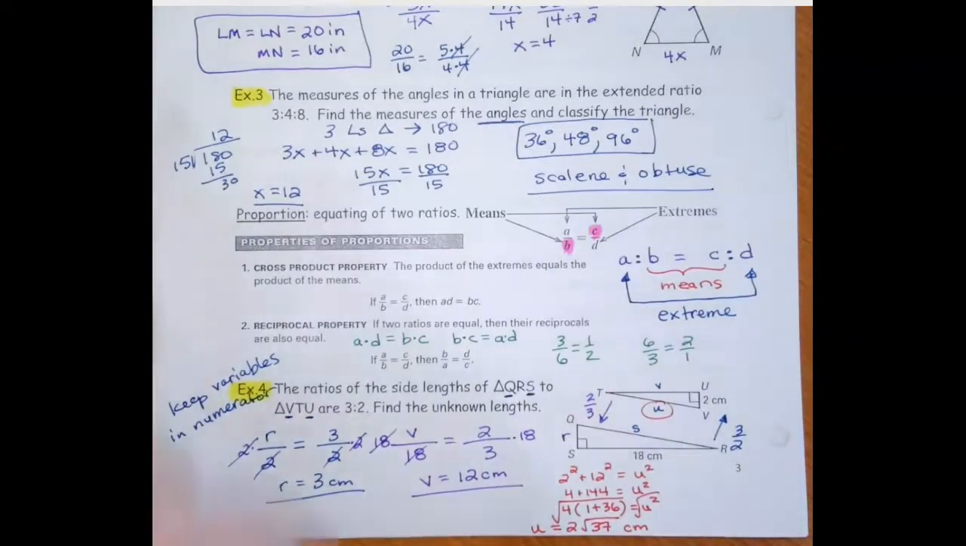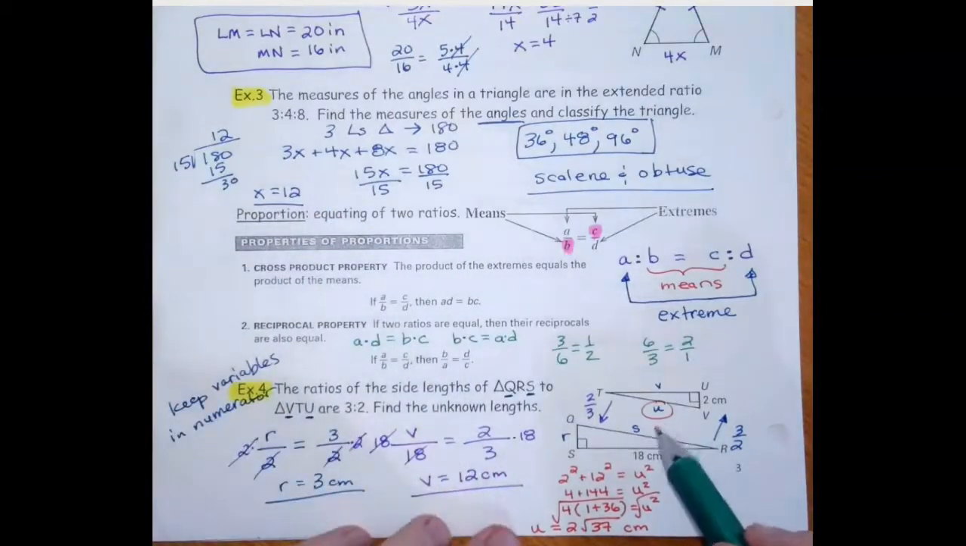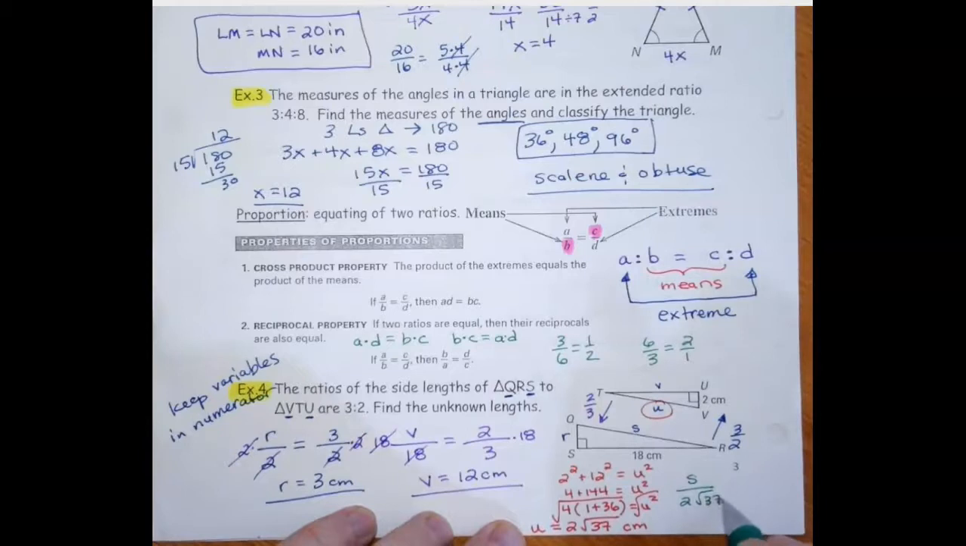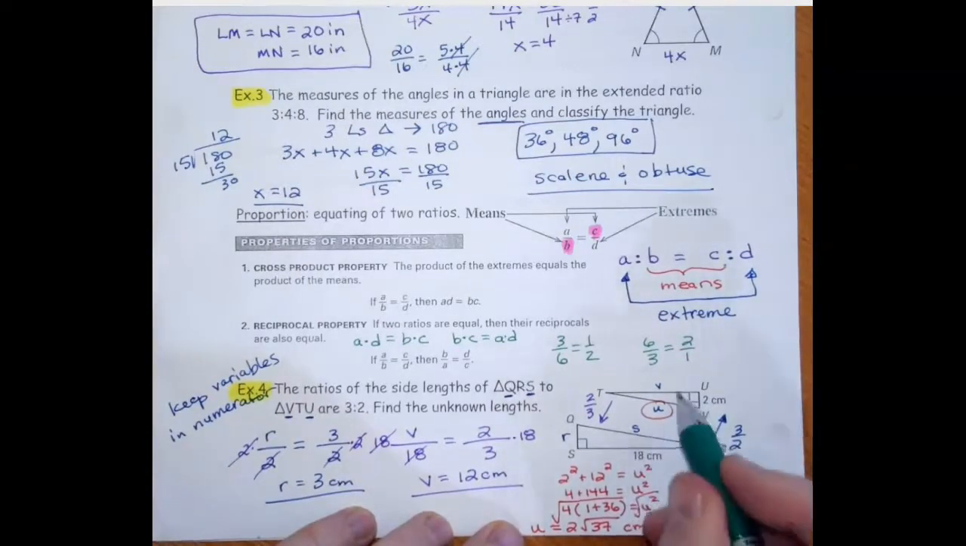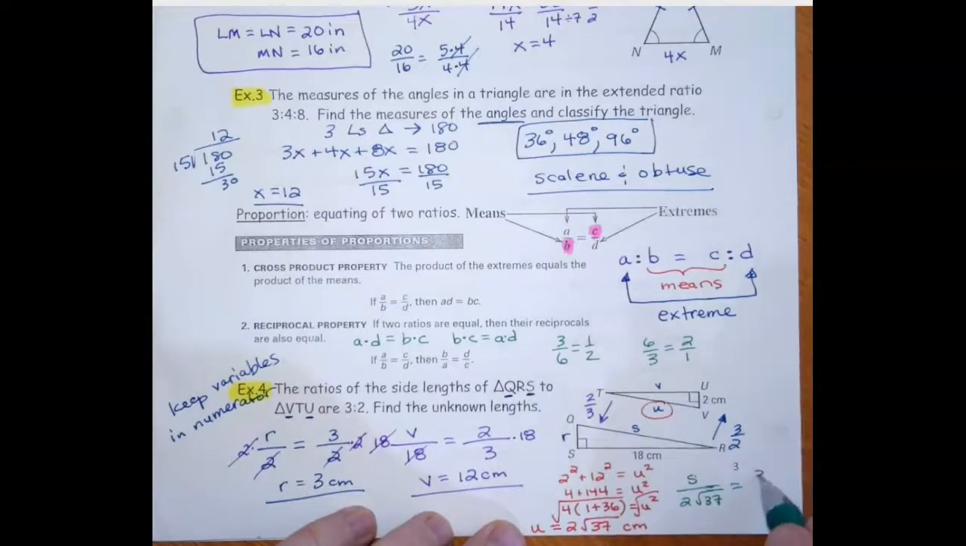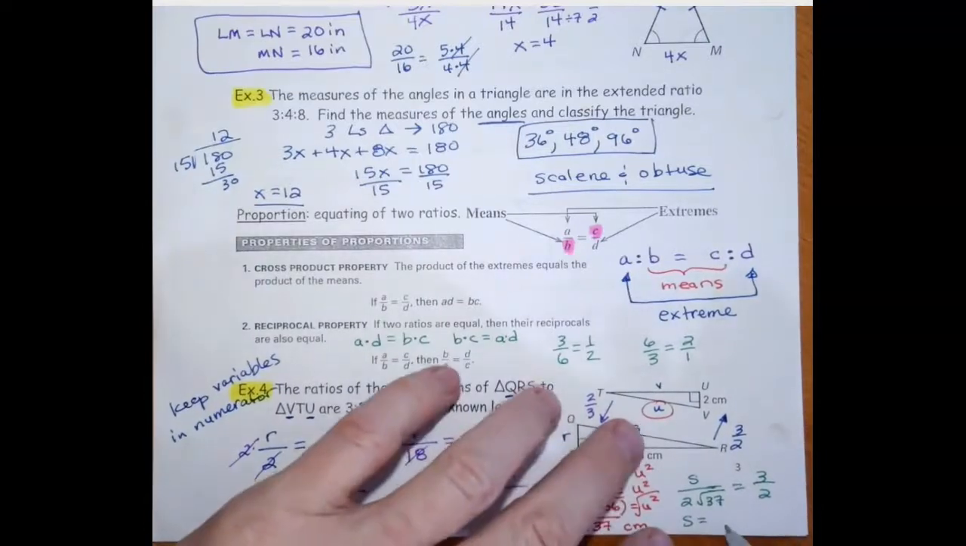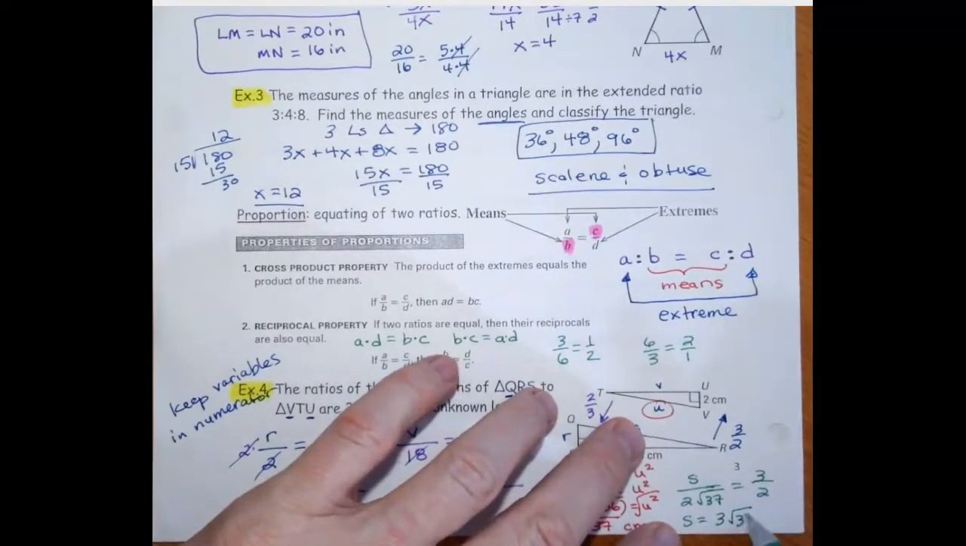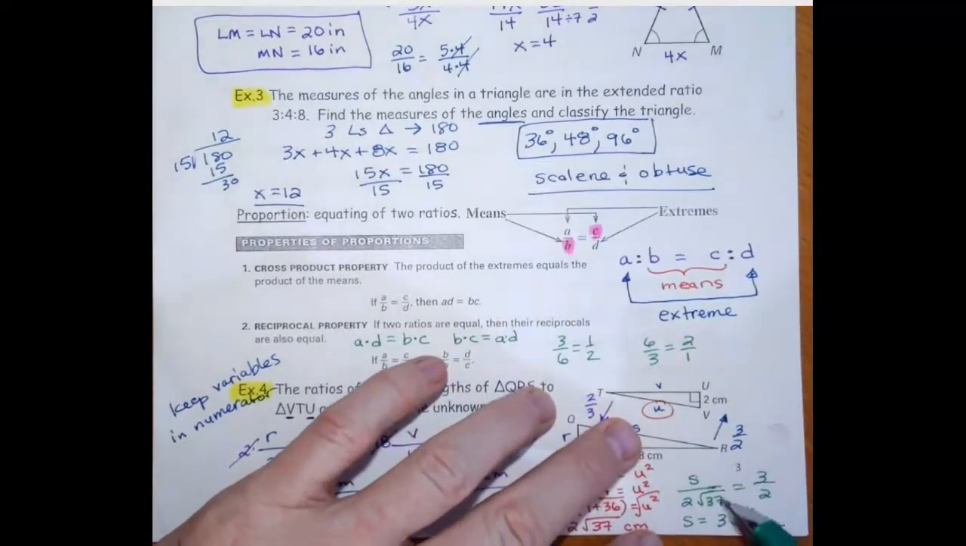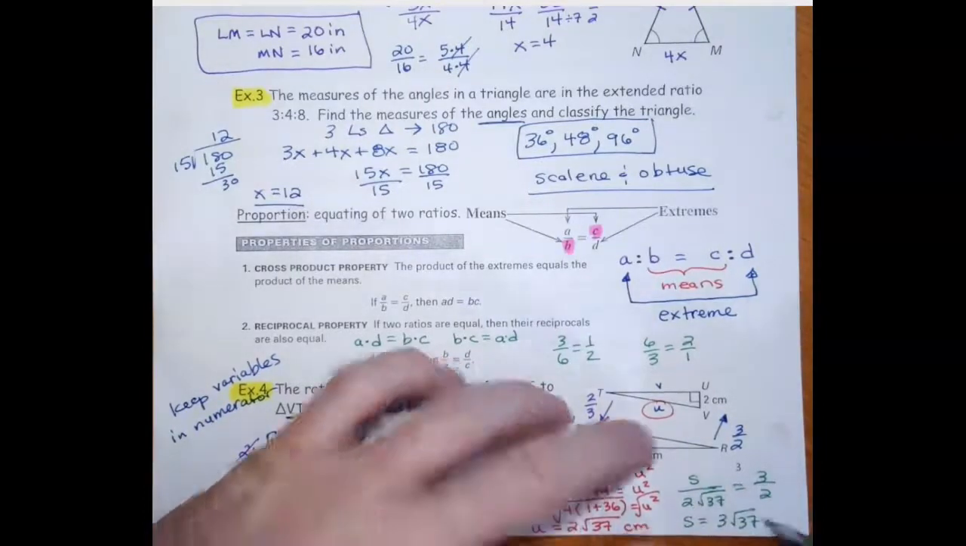And then our last step would be to set up a proportion with U and S. And I said to put the variable on top, so that's going to be S over 2 root 37 equals, and that's the bigger one over the smaller one, so that's 3 over 2. And if you look at that, hopefully it's kind of obvious to you that S is going to need to be 3 root 37, because the root 37s will cancel and we'll be left with 3 over 2.